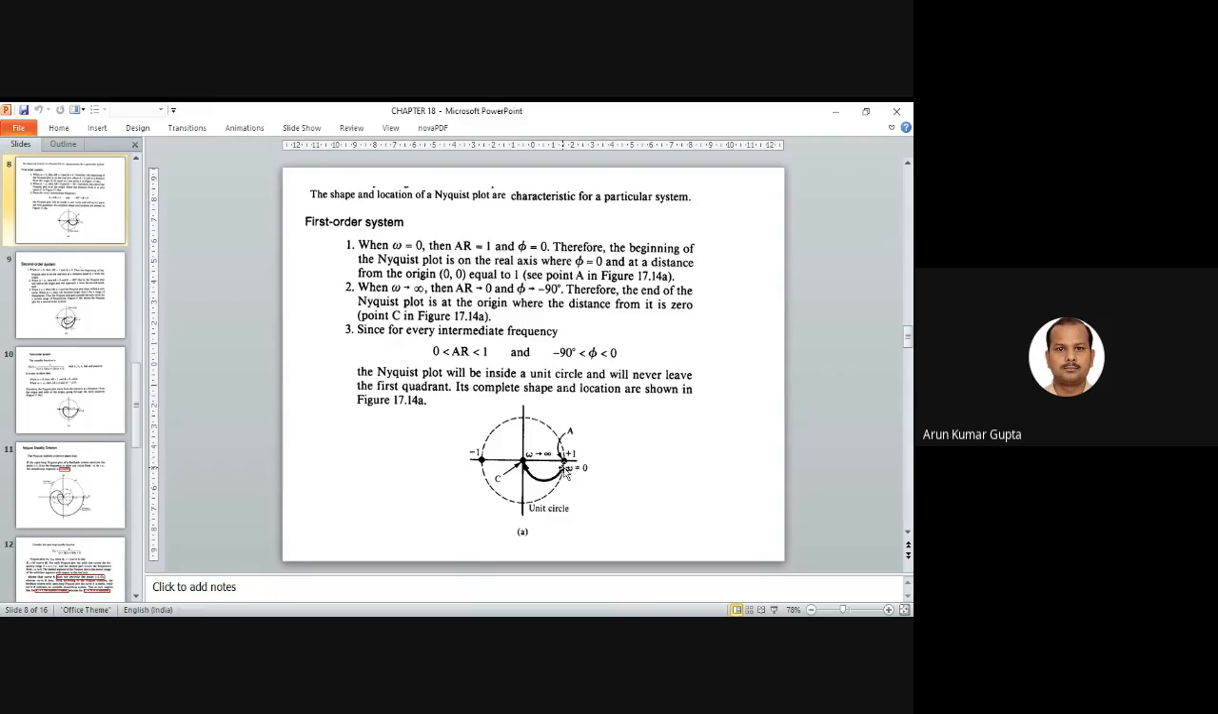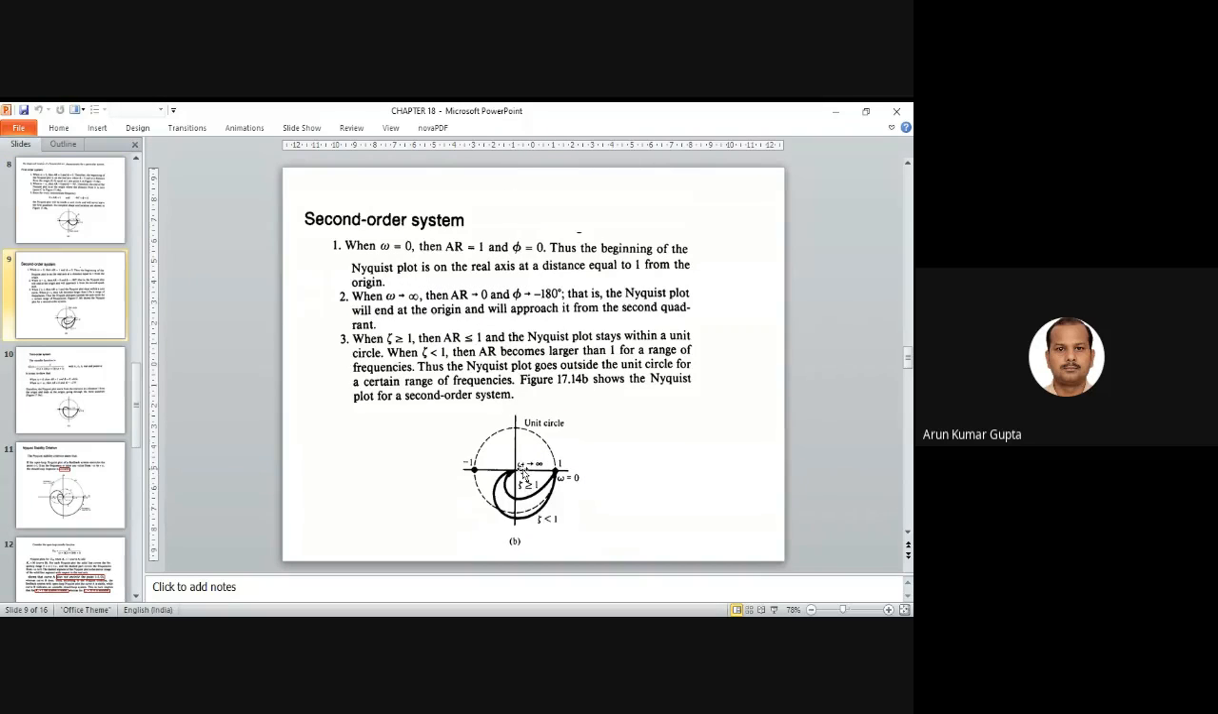It will go at omega equal to 0, where the amplitude ratio will be 1, and when omega is infinite, this value goes to 0. So it will move like this, right? So this is for the first order system. Similarly, we have the second order system. In a second order system, it will move like this. It depends basically on the zeta.